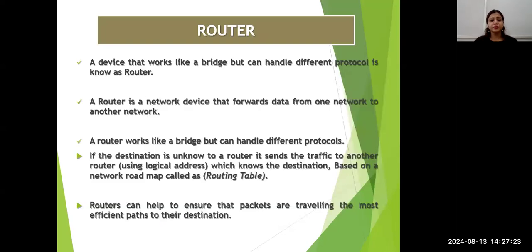This is a router. A router is a device that works like a bridge but can handle different protocols, so it is better than a bridge. A router is a network device that forwards data from one network to another network. The main difference between a router and a bridge is only the difference of protocols. A bridge works on similar protocols, but a router can work on different protocols. If the destination is unknown to a router, it sends the traffic to another router, which knows the destination, based on the network roadmap known as the routing table. Routers can help ensure that packets are traveling the most efficient path to their destination.